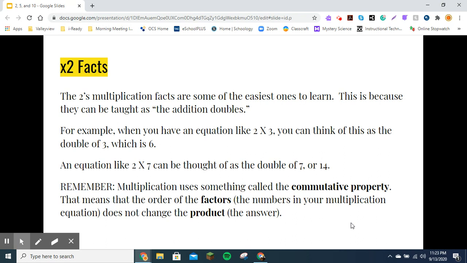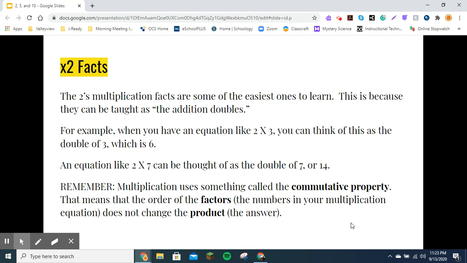Now, with times 2 multiplication, this can also be thought of as addition doubles, like taking two of the same numbers and adding them together. So for example, like you see here, if you have an equation like 2 times 3, think of that as adding 3 plus 3, which will give you a 6. And another example would be 2 times 7. That can be thought of as a double of 7, or 7 plus 7, which is 14.